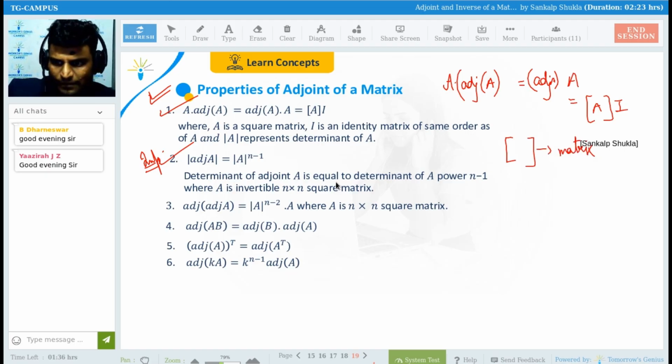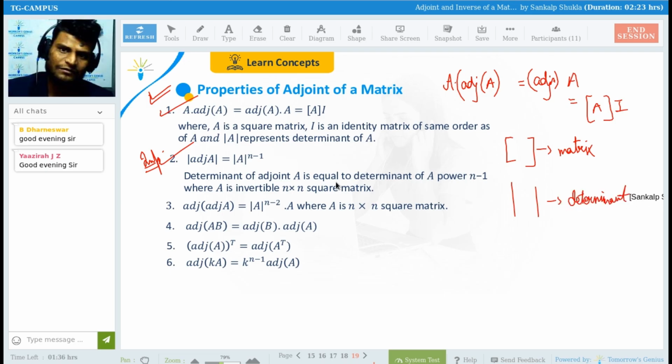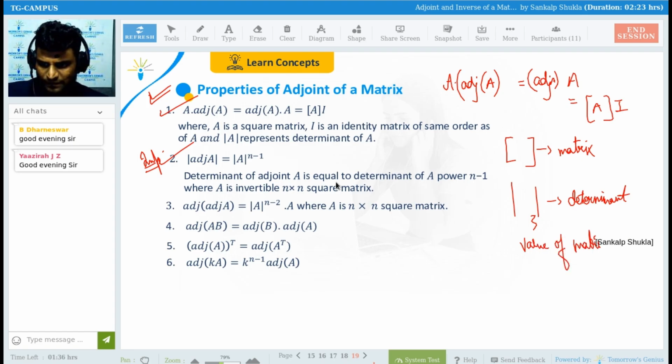And this is the sign that we use for a determinant. What is the difference between a matrix and a determinant? A matrix is an array in which elements are placed in rows and columns. But a determinant is the value of that matrix. If I ask what the determinant is, you are finding the value for a particular matrix. That is denoted using the mod sign. So mod of adjoint A is equal to mod A to the power n minus 1.